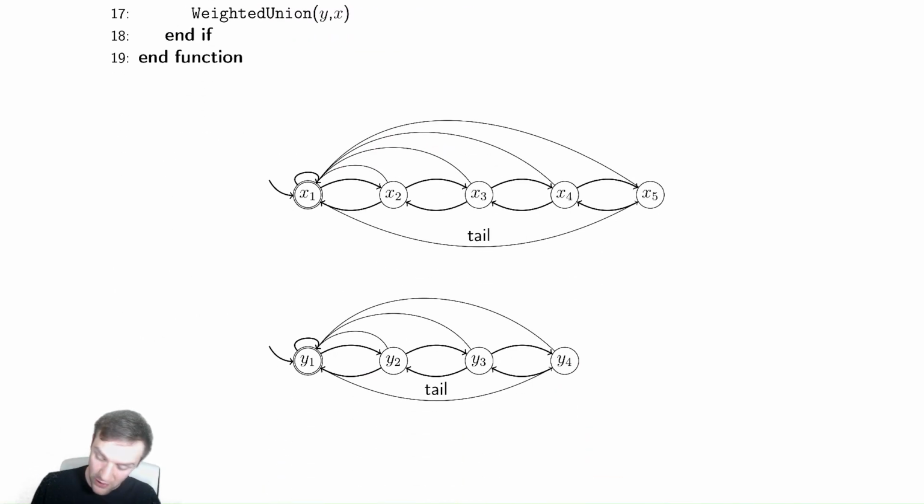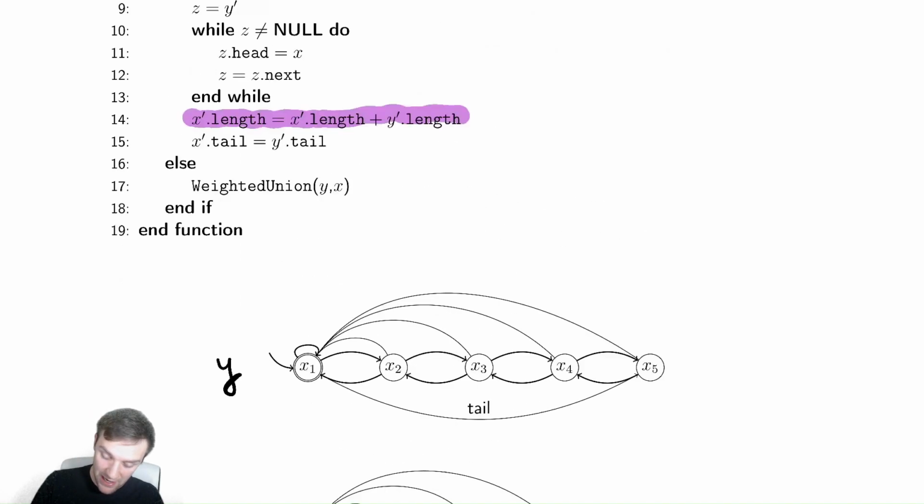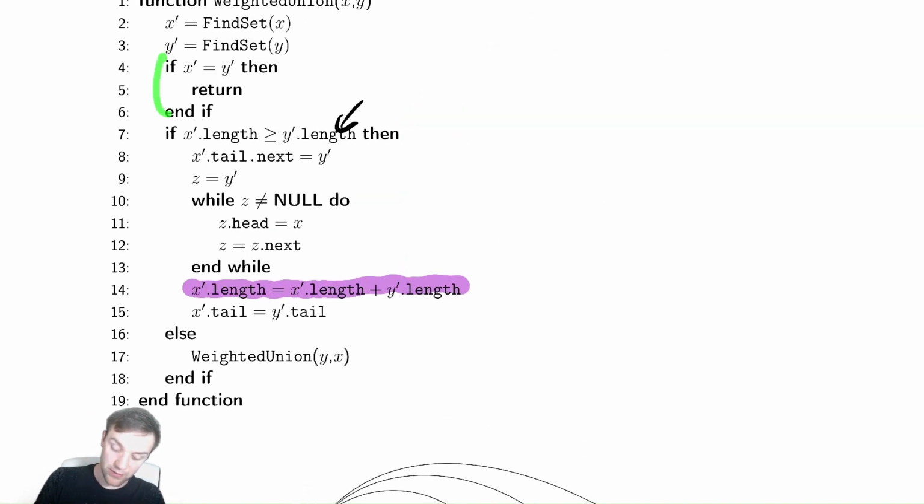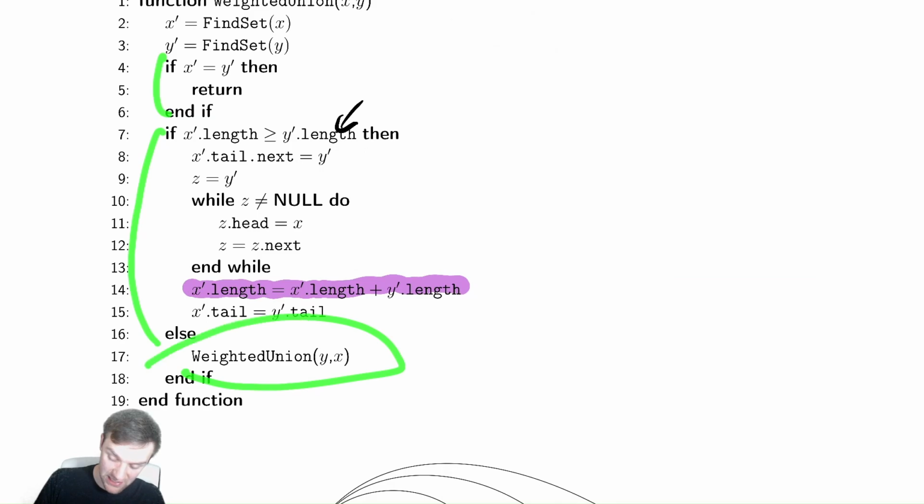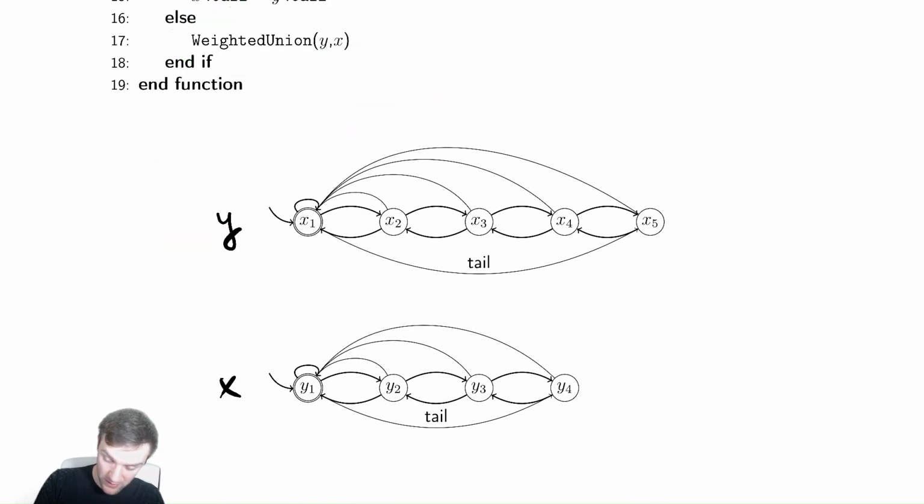So if we look at this list here, let's suppose that I actually called this y, the first one, and this x. In this case, y prime.length would be 5, and x prime.length would be 4, and we would say, okay, we do not enter this if statement, we enter this if statement, and we swap which one is x and y. And now we're in the exact same scenario as before.